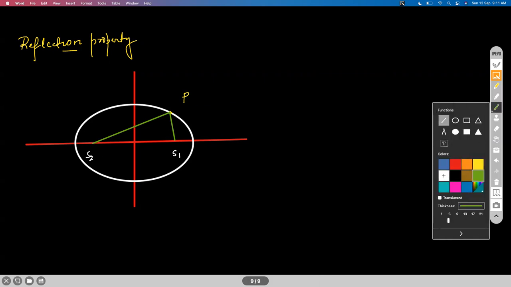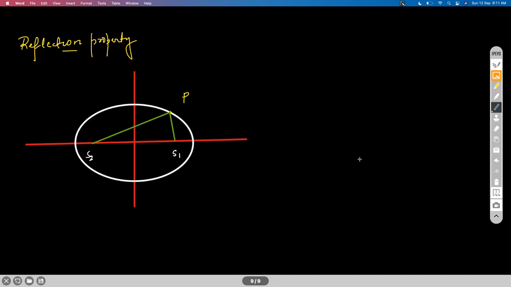I would like you to prove a simple theorem over here. Prove that the normal at P, this blue line is the normal at P, bisects this angle. Can you prove this? Prove that the normal at P bisects the angle made by P with the foci. That means the angle between the focal distances.